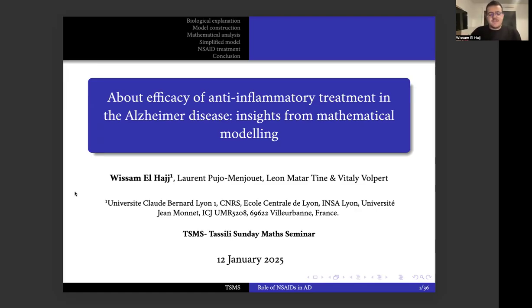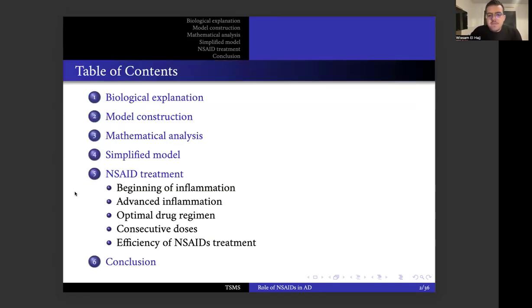So this work is a joint work between several researchers here in Lyon, and today I will be presenting it. I will start with a biological explanation because, as you can see in the title, I have the word inflammation and the word Alzheimer's disease. Even though most people know what Alzheimer's disease is, it would be better to explain the biology behind it and some hypotheses or known facts, or maybe unknown ones. It will be easy to understand and to clarify, and then we can proceed with the construction of the model.